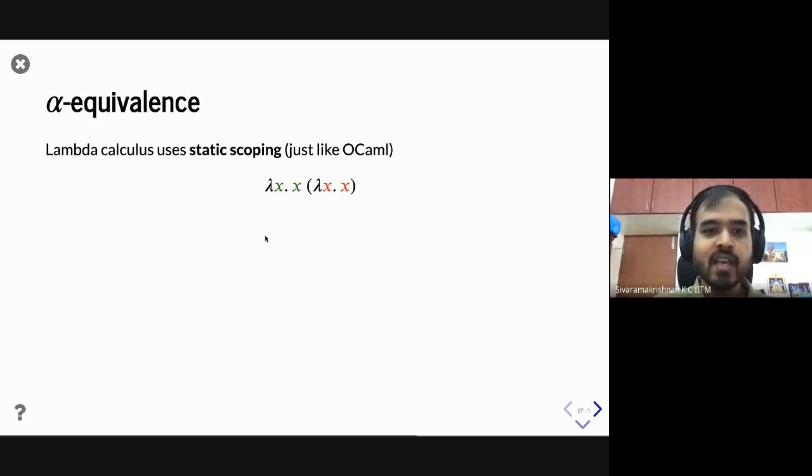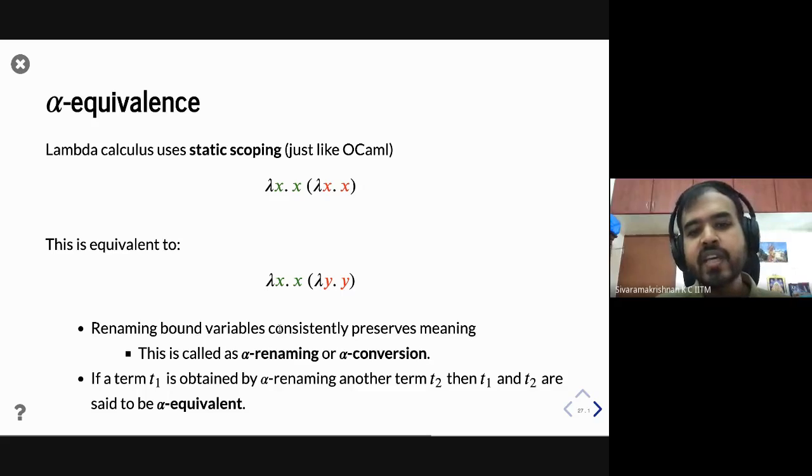So let's see why. Lambda calculus uses static scoping, just like OCaml. What is static scoping? It is the relationship between the binder and the bound variable. So this x is bound to this x, and this x is bound to this x. And if you have an x here, that x will be bound all the way to this x. We say that this term is equivalent to this term. The only thing that we are doing is renaming bound variables. We are saying instead of lambda x.x, we are using lambda y.y, which consistently preserves the meaning. We are just renaming the variables so that the term remains the same.